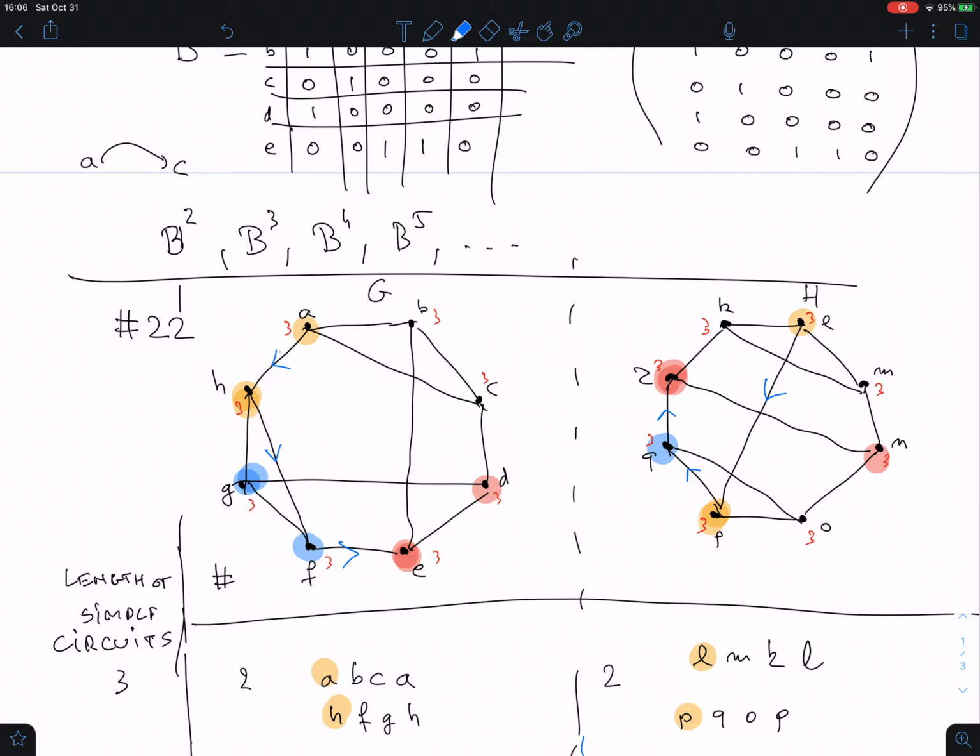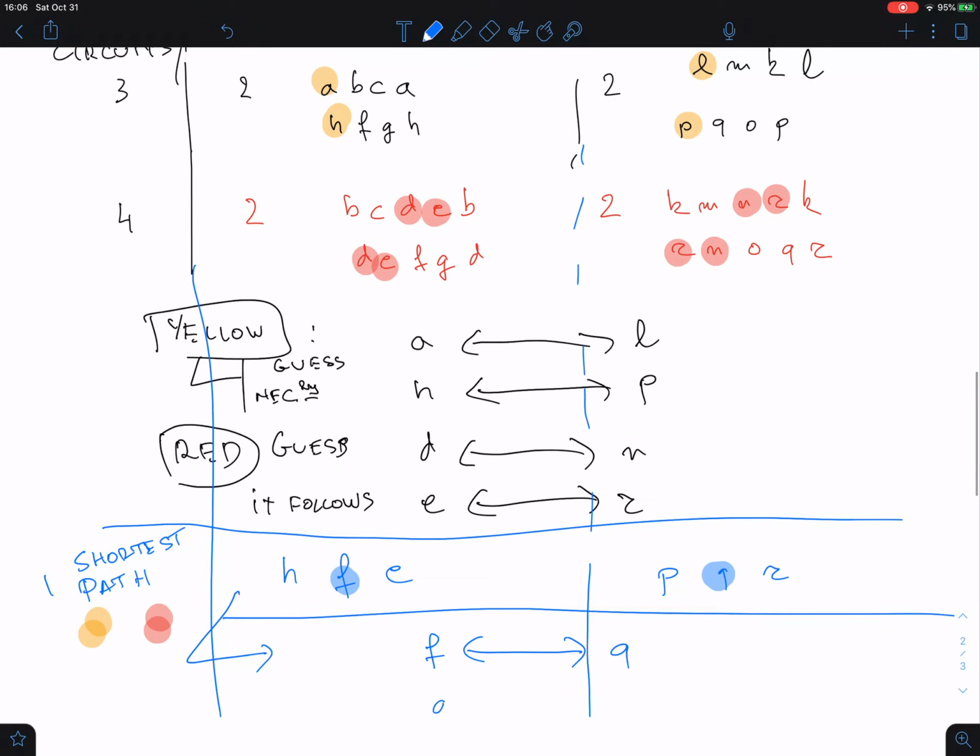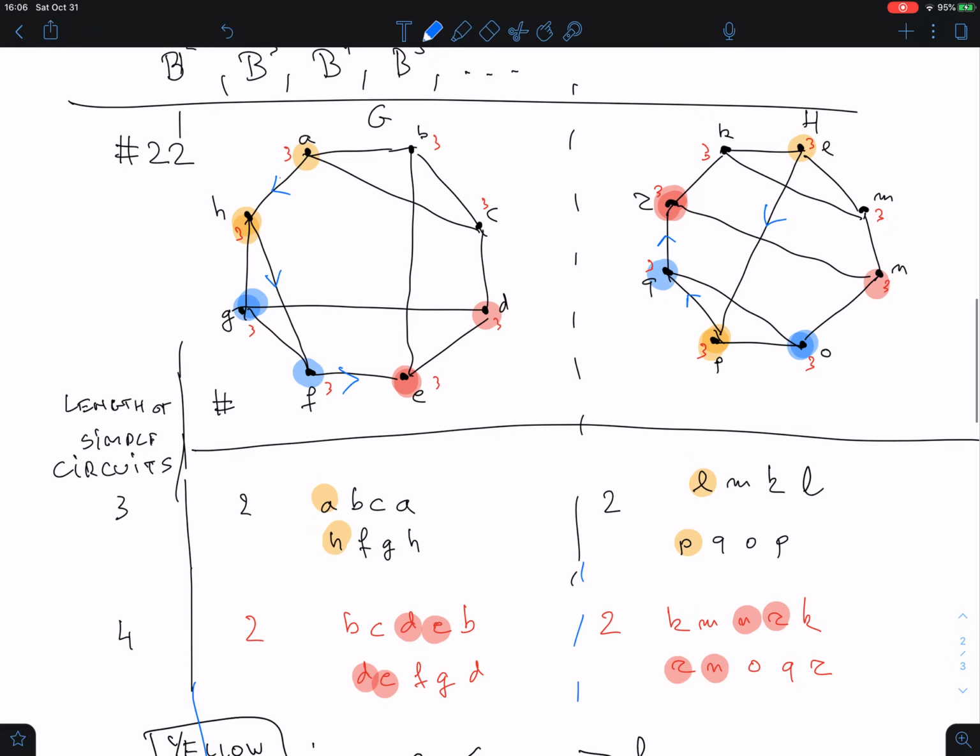I'm going to make it a double blue, and what's the blue neighbor on the right-hand side? It is this guy. So G has to go to O. There is no choice here. That's how this needs to go.